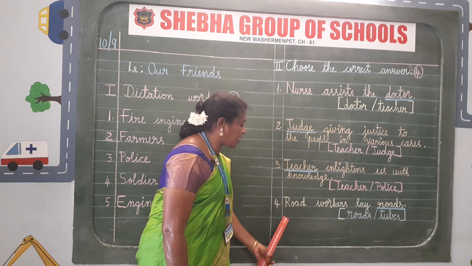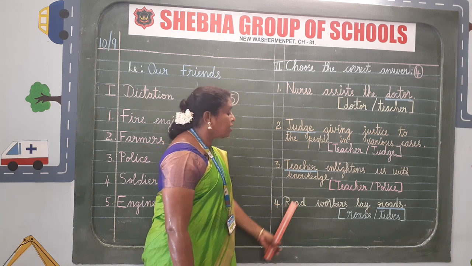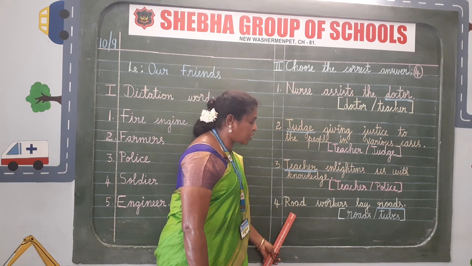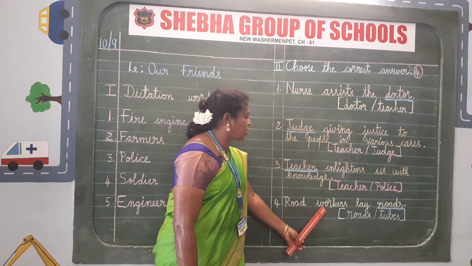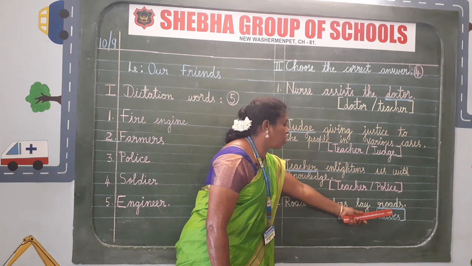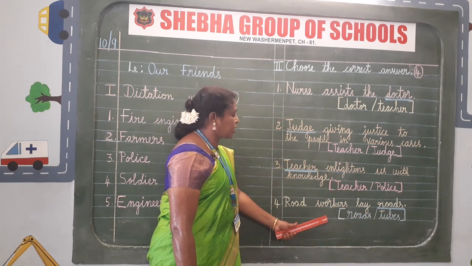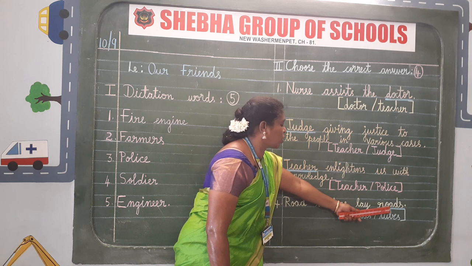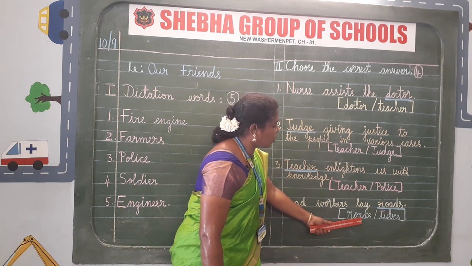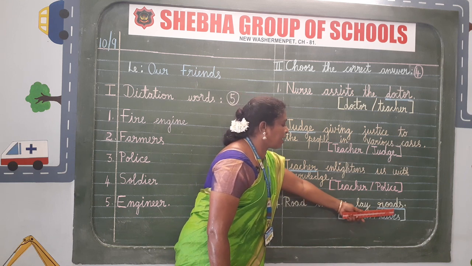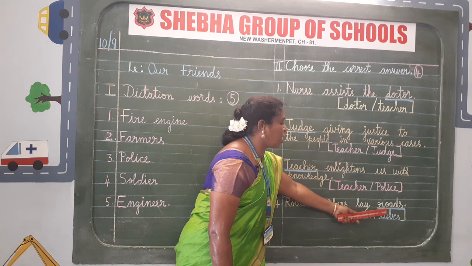Start with a capital letter. Write with neat handwriting. Leave finger space between each word. Children, road workers lay roads. The options are roads and tubes, and the correct answer is roads.